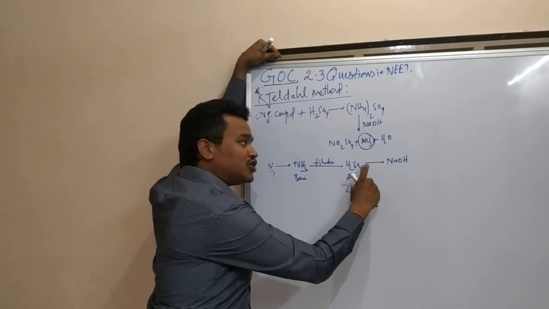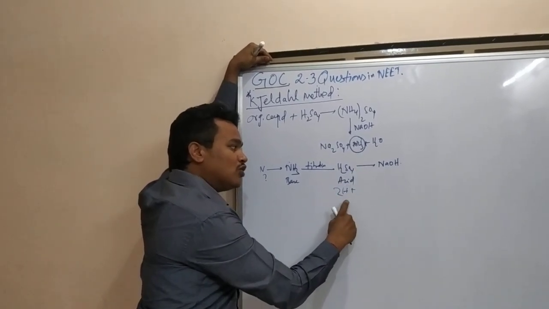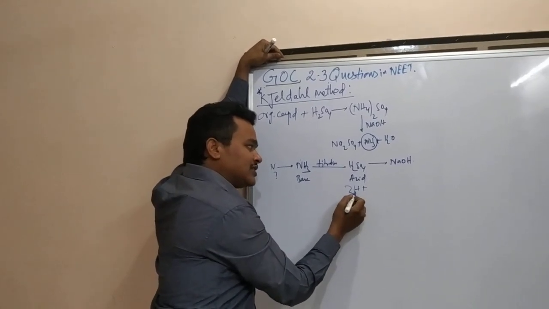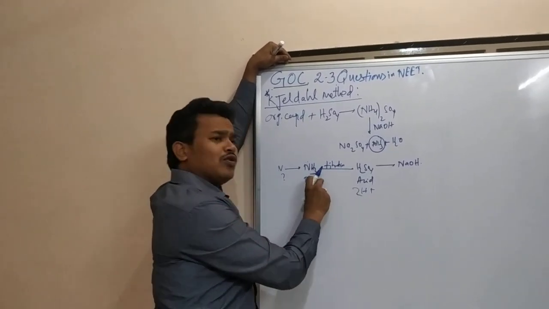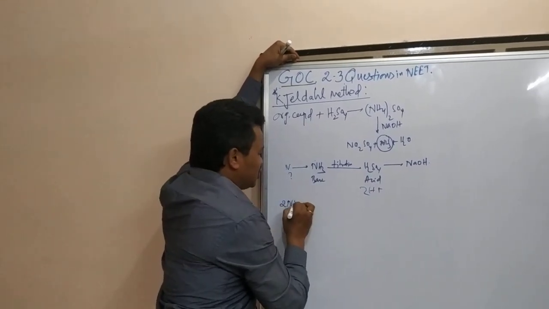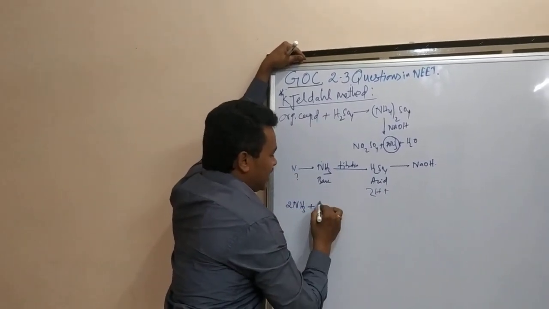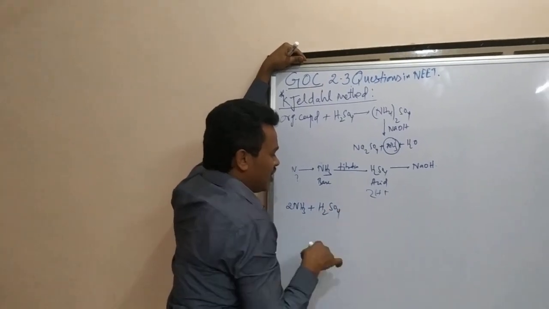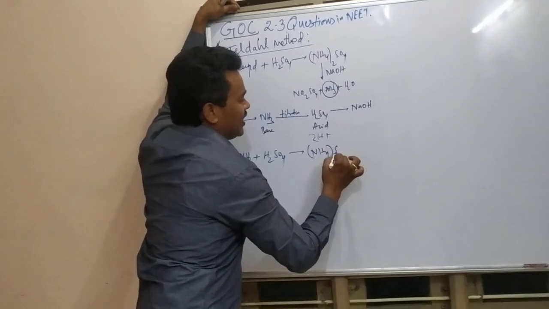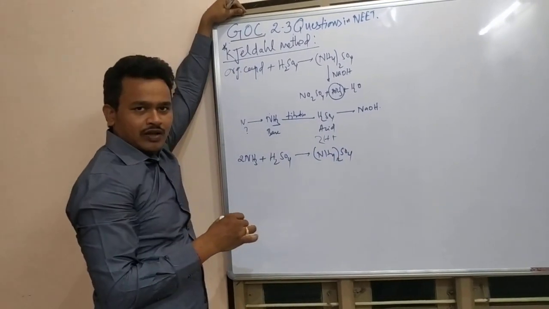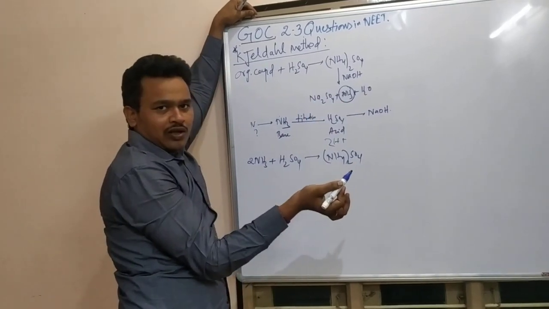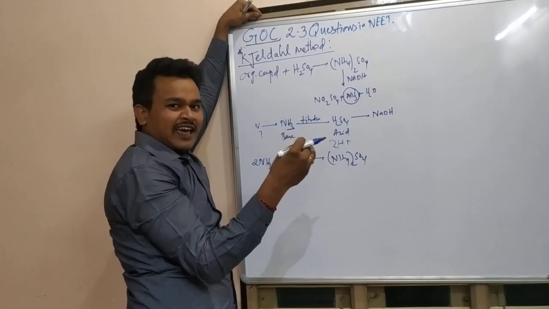1 mole of H2SO4 means 2 moles of H plus ions are coming. 2 moles of H plus ions means how many moles of NH3 are required? 2 moles of NH3, titrating with 1 mole of H2SO4, giving (NH4)2SO4. So I can take this H2SO4 in excess amount.